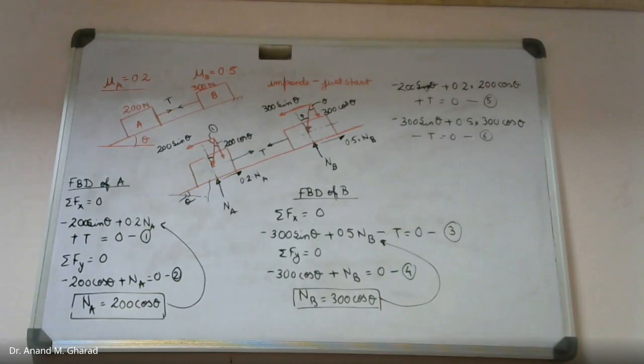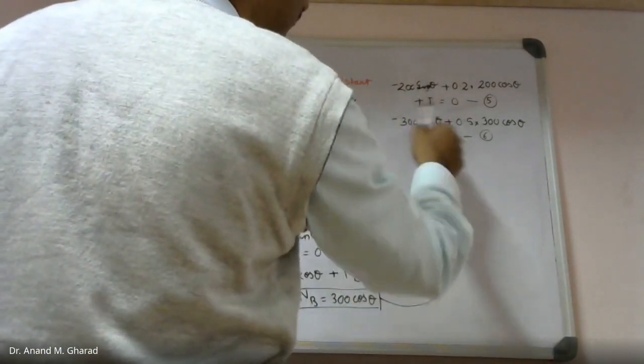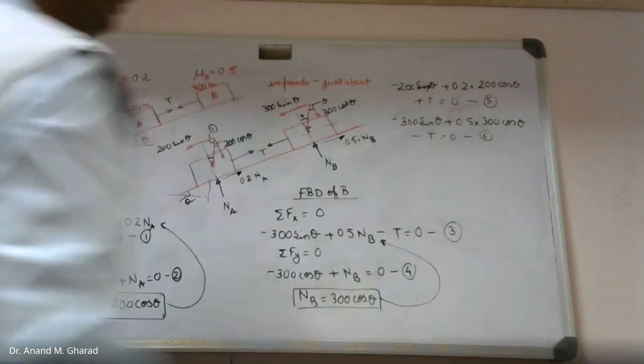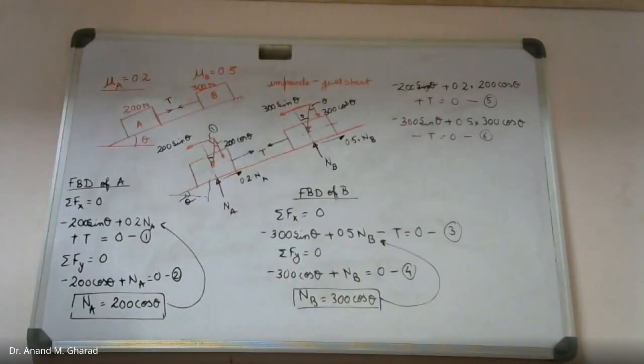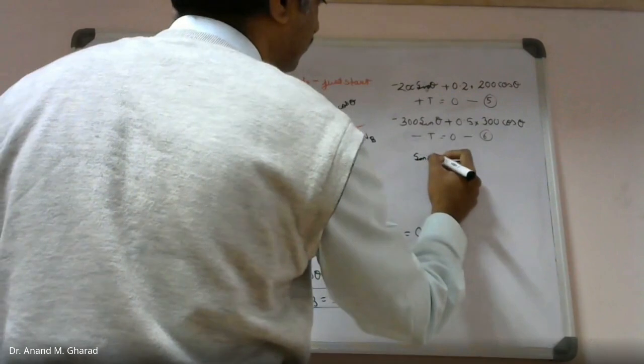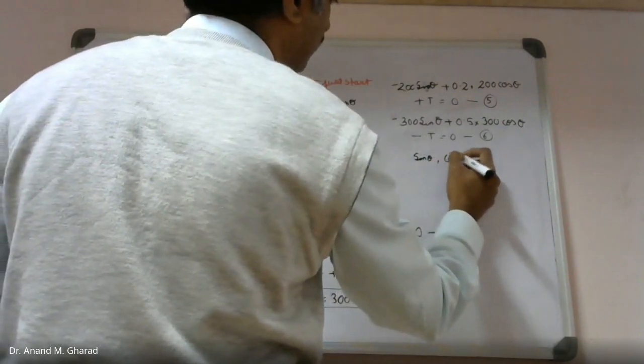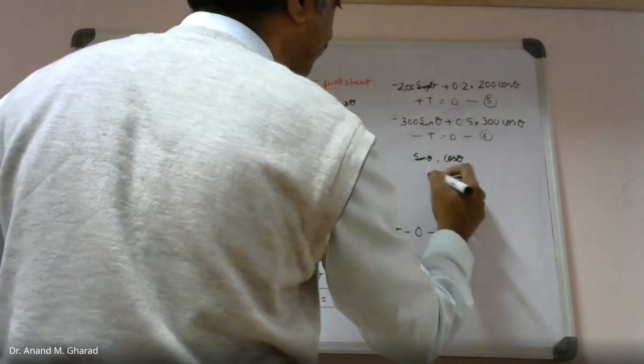Or what else you can do is, you can add these two terms so that T will get eliminated, and later on you can find out the values in the form of sine theta and cos theta, and from here you can even calculate the theta value.